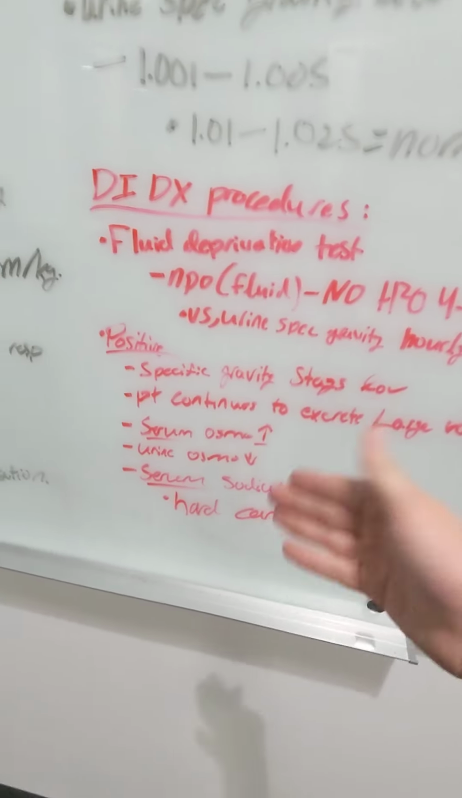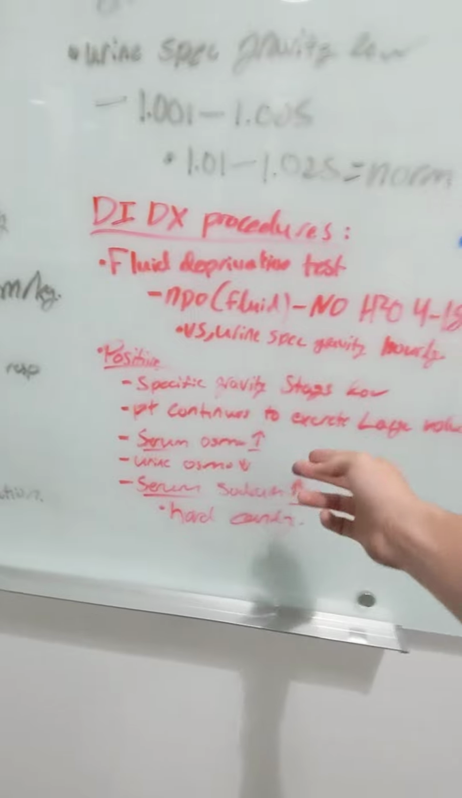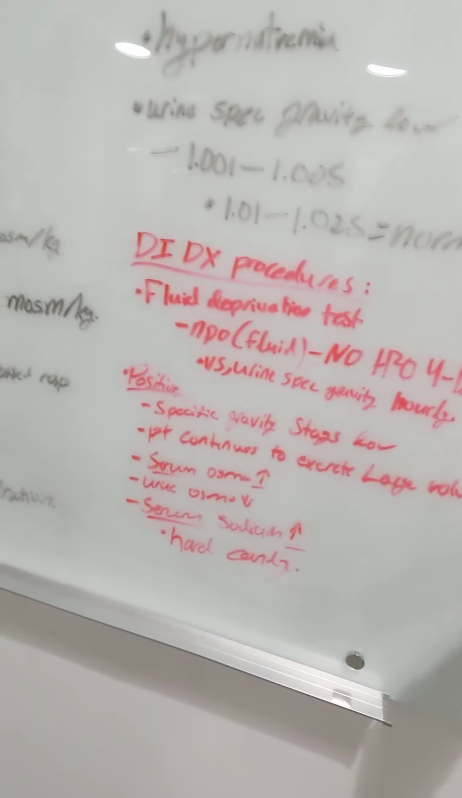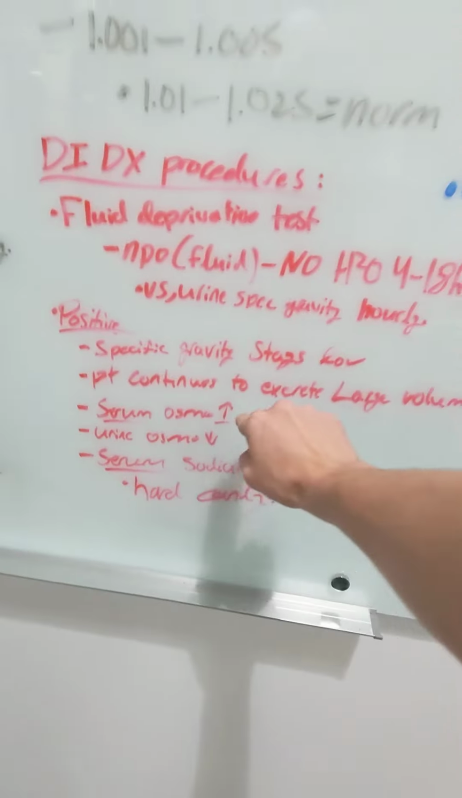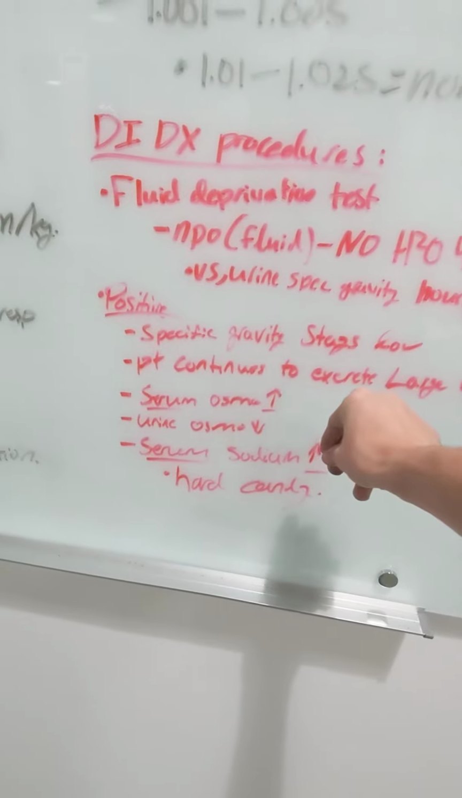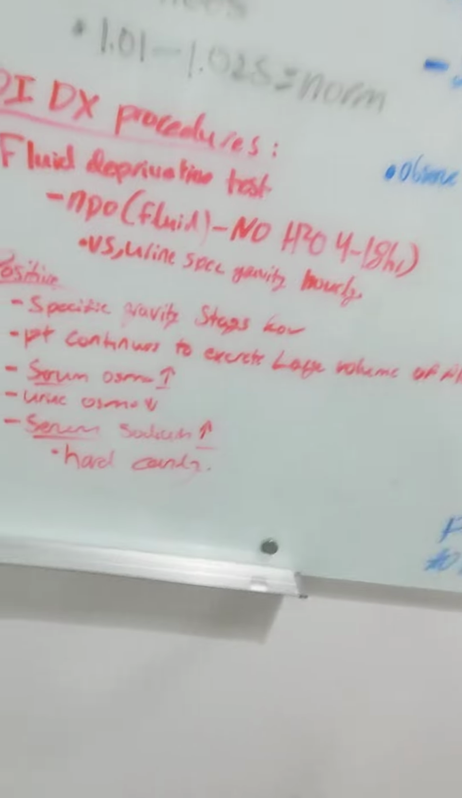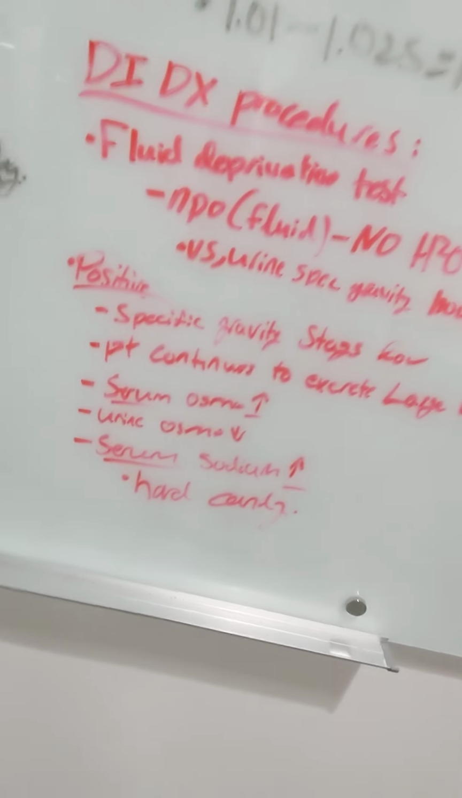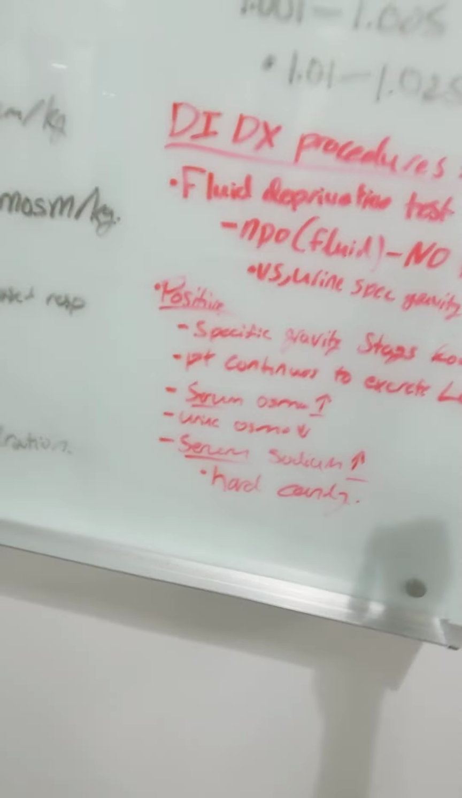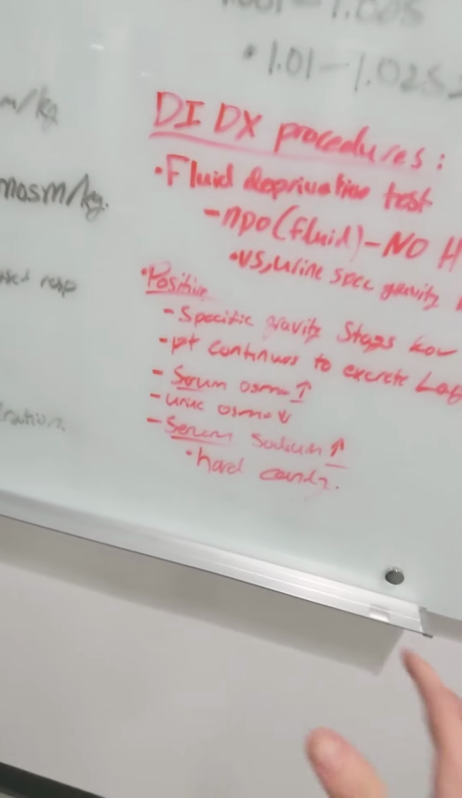The fluid is going to become more dilute. The patient will continue to excrete lower volumes of fluid. The serum osmolarity will decrease in the blood because you'll have more fluid in the body, and the urine osmolarity will increase because they're going to have more solutes in there. Serum sodium will decrease because it's going to be more diluted.